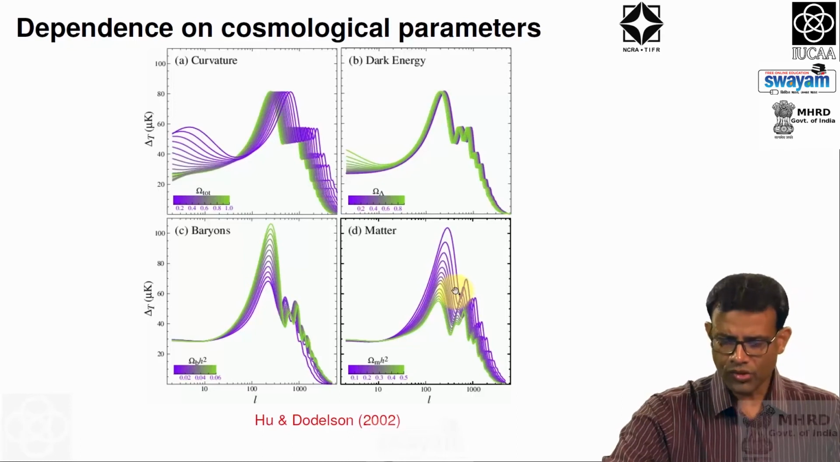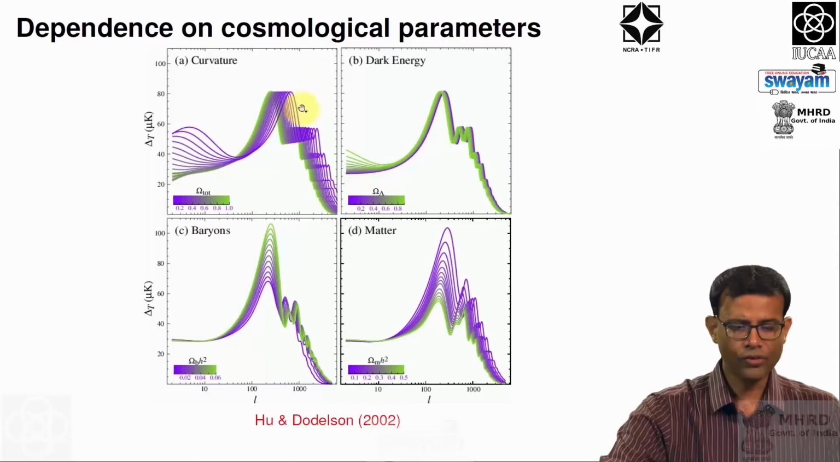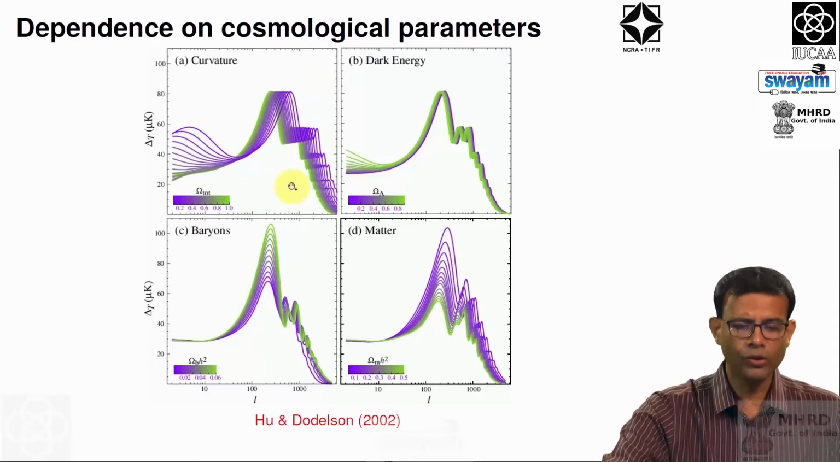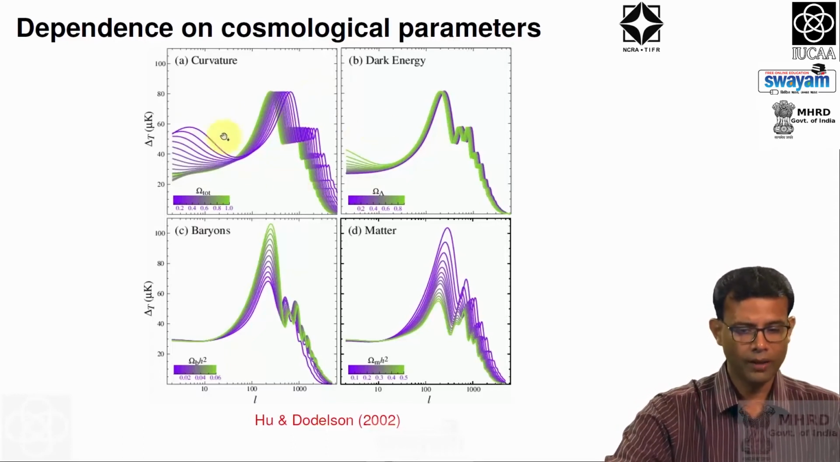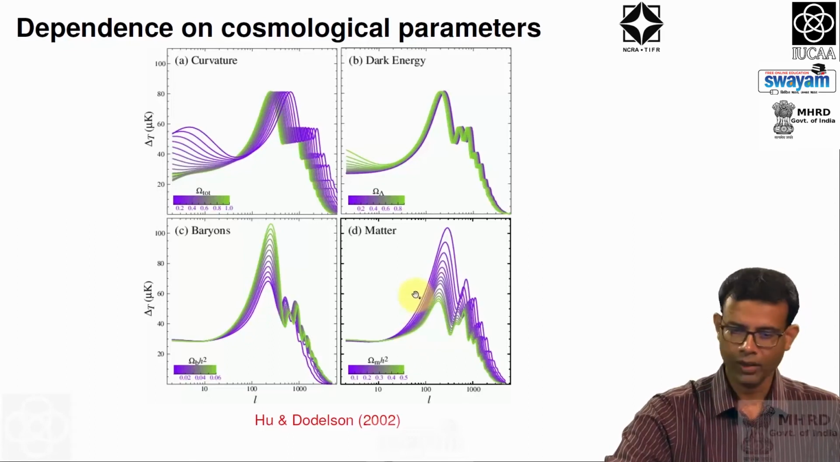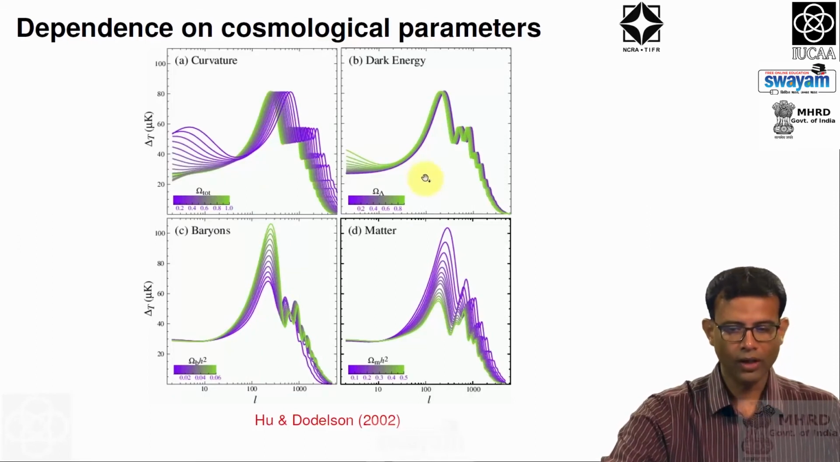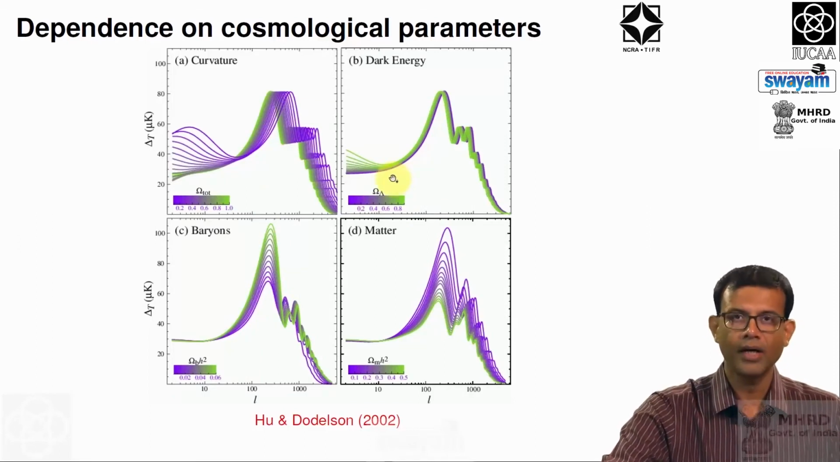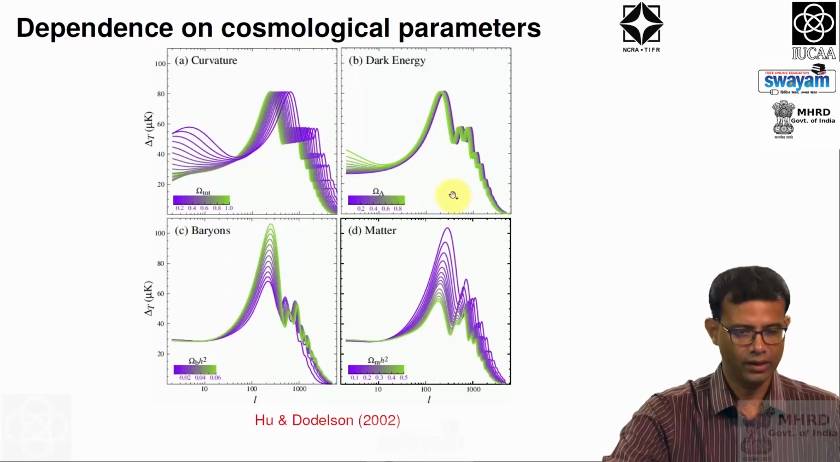So, just to summarize, you can see these anisotropies depend very crucially on the cosmological parameters, and that is why CMBR observations have been very useful for constraining cosmology, just because the dependence is quite strong, and CMBR observations have become more and more precise and accurate in recent times.